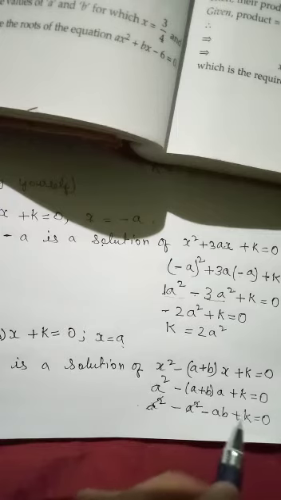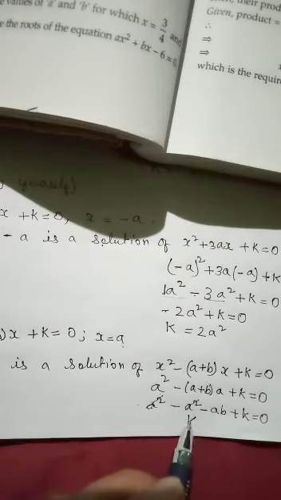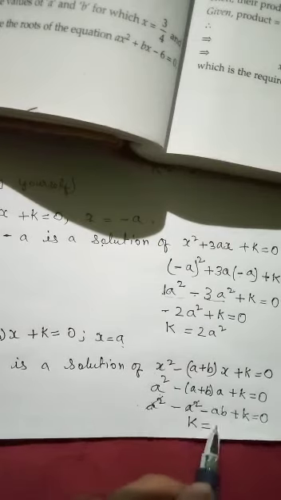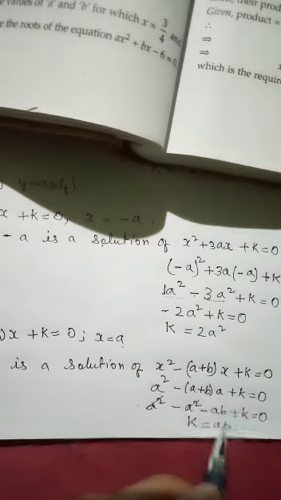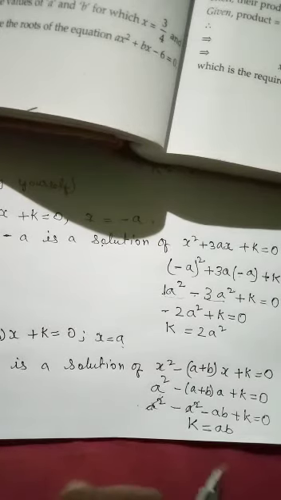So we want to find value of k. This is minus, take it that side, become plus. So that means the value of k here is equal to ab. Okay, we cannot do anything. That will be the answer.